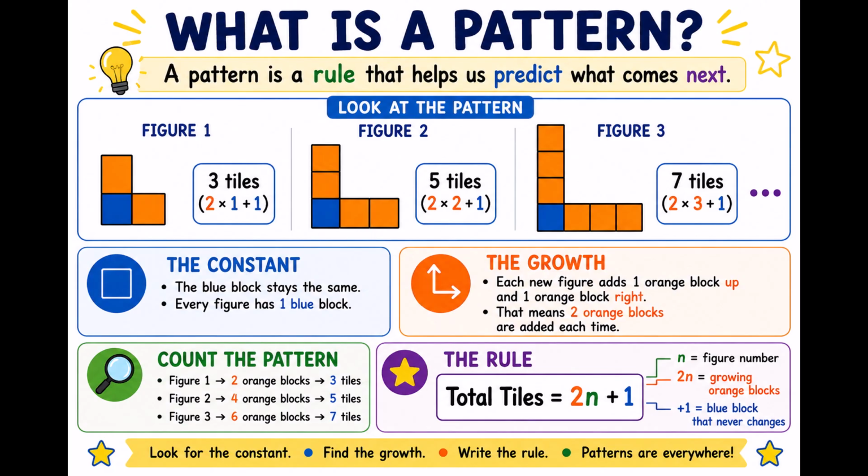The rule is the total tiles equals 2n plus 1. N is the figure's number. 2n is the growing orange blocks. Plus 1 means the blue block that never changes. So look for the constant, find the growth, write the rule, and understand that patterns are everywhere.